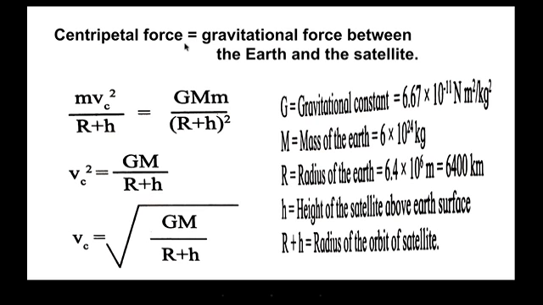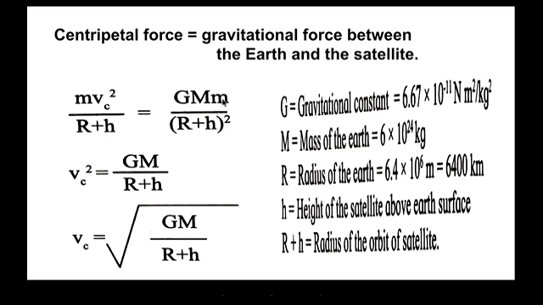The centripetal force is equal to the gravitational force between the Earth and the satellite. So centripetal force m Vc squared upon (r plus h) is equal to the gravitational force G M m upon (r plus h) whole square, where G is the gravitational constant, M is the mass of the Earth, r is the radius of the Earth, h is the height of the satellite above the Earth's surface, and r plus h is the radius of the orbit of the satellite. So on solving, we have Vc square is equal to GM upon (r plus h).